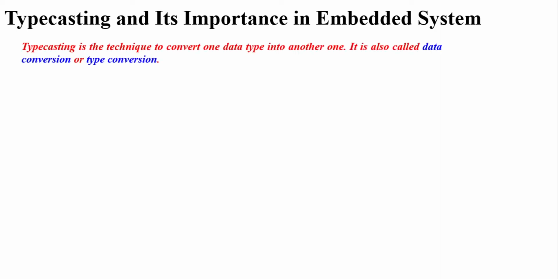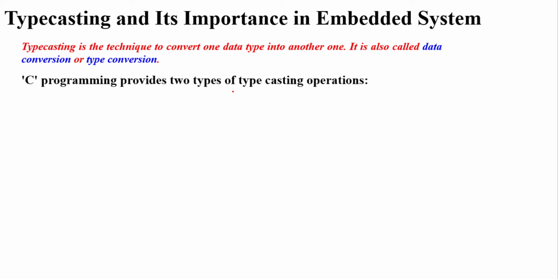First of all, what is typecasting and why is it important in embedded systems? Remember, typecasting is a very important feature of any embedded system, and especially in C language, it is used to convert one data type into another data type. It is also known as data conversion and type conversion, and in many books you will find data conversion and type conversion instead of typecasting, but it is well known by the name typecasting. Remember, in typecasting, one data type is converted to another data type.